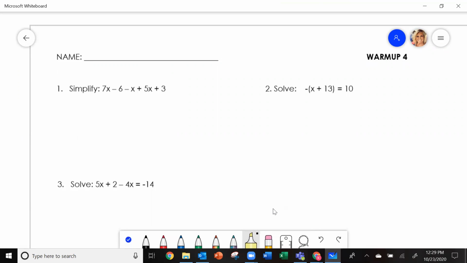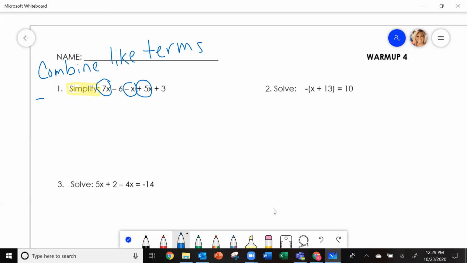So the first one says to simplify. Simplify means to combine like terms. Okay, well, what are the things that are alike? I've got a 7x, a minus x, and a plus 5x. Now, remember right here where it says minus x, if there's not a number in front of it, that's a 1. So 7 minus 1 is 6, plus 5 is 11. So I have 11 x's.